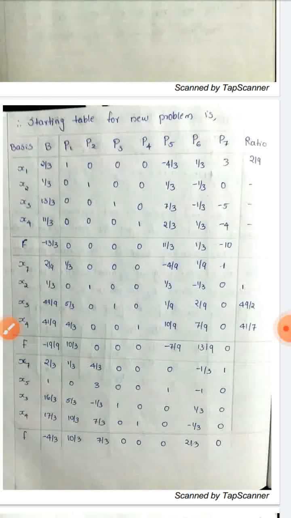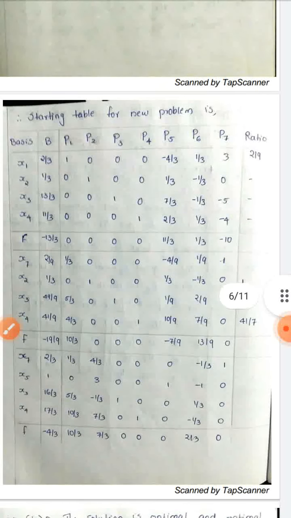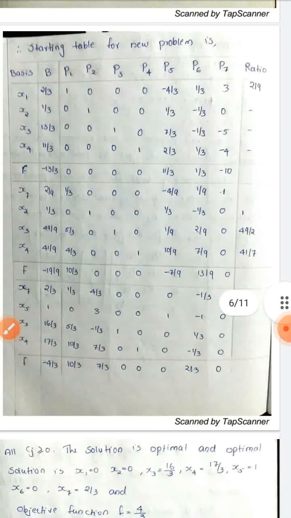By using again, we have done with the simplex table. X7 is an incoming variable and X1 is an outgoing variable, so we write X7 instead of X1. Then we apply the same method.